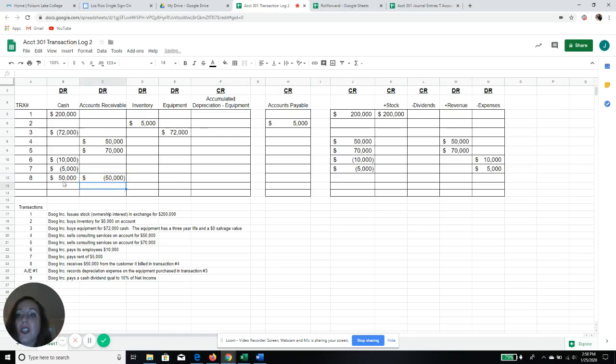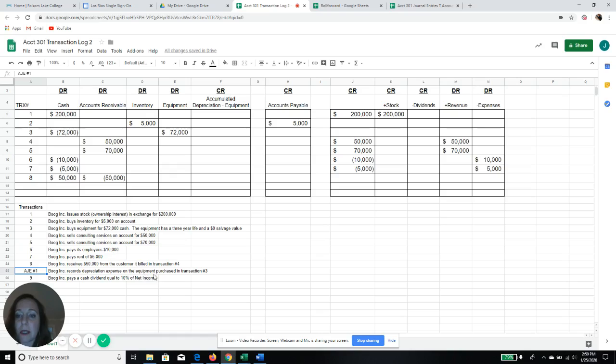Okay, so we have a 0 net impact to assets. We increased cash and we decreased accounts receivable. We didn't impact liabilities or equity, so we have 0 on both sides and we're in balance. All right, so the next transaction is AJE number 1, where we record the depreciation expense on the equipment we purchased in transaction number 3.